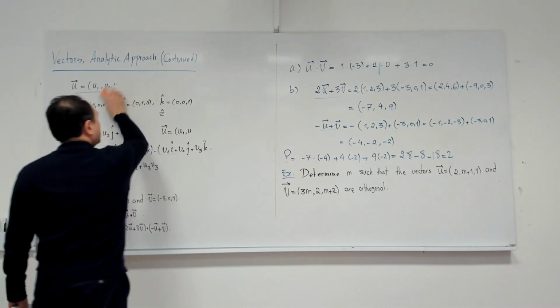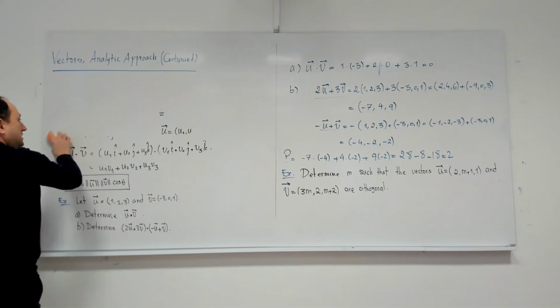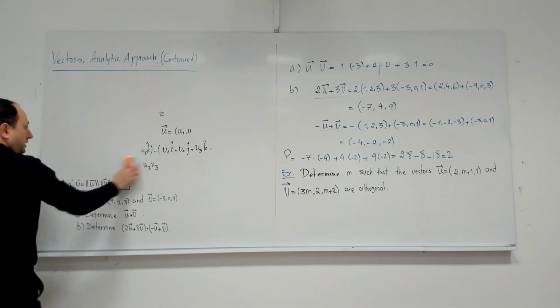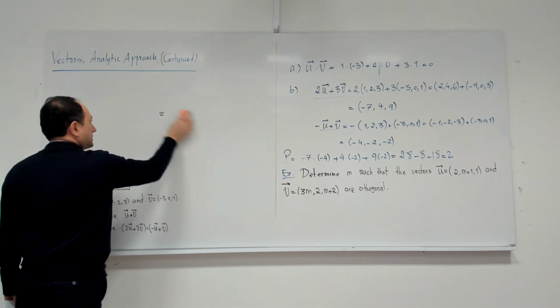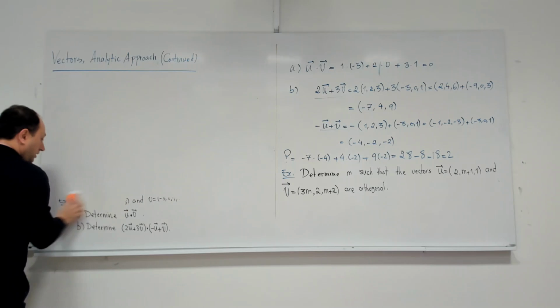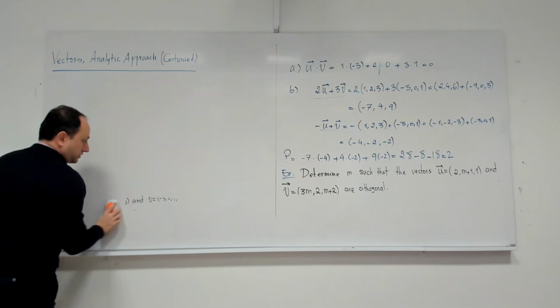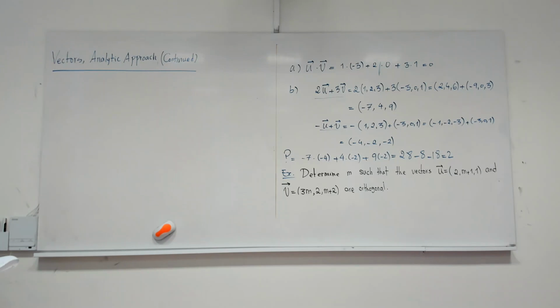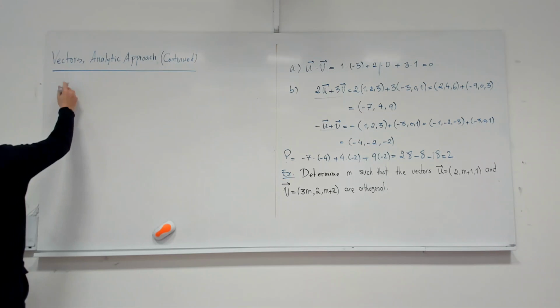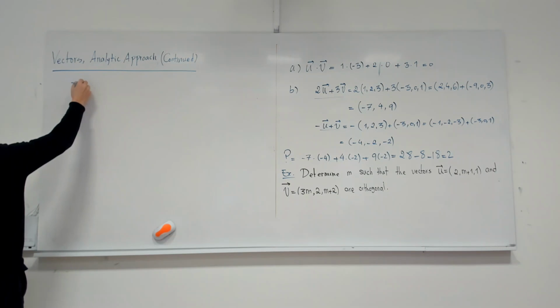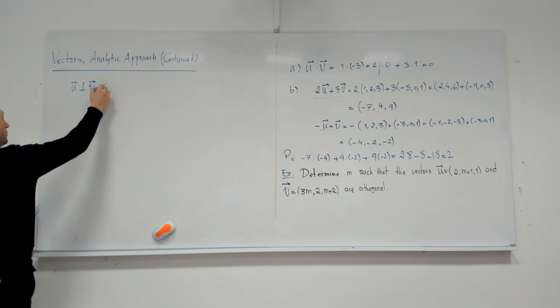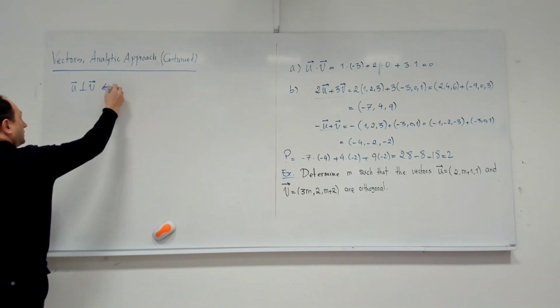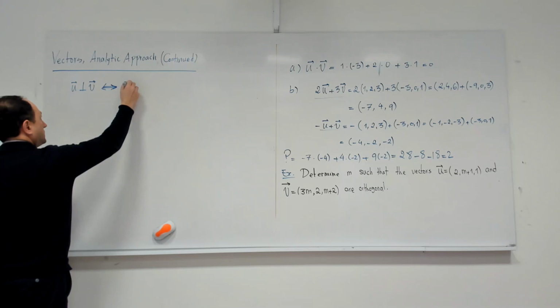So you see, I think this example is also very simple, but this is very common. So I told you that whenever you want to say something about orthogonality, it's probably better to think about the dot product. So we want to determine m so that these two vectors are perpendicular, yes? So we know that u is perpendicular to v if and only if u dot v is equal to 0.